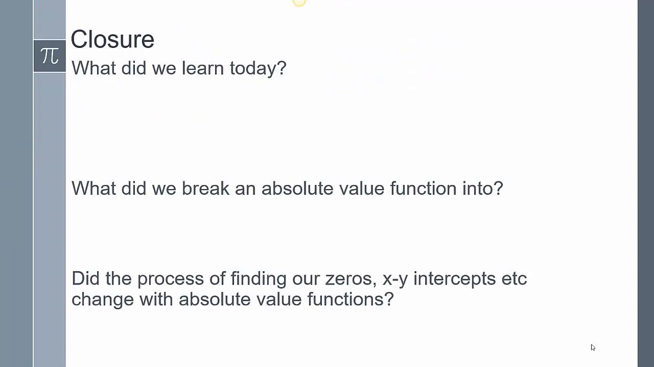So closing today's lesson, well, what did we learn today? Well, we learned how to graph absolute value functions. And we went through the process of how the absolute value function, we could represent that as a piecewise function. Now I want feedback from you guys. What did we break an absolute value function into? Meaning, what ended up happening with that? And then did the process of finding our zeros and x and y intercepts, etc., change with absolute value functions?